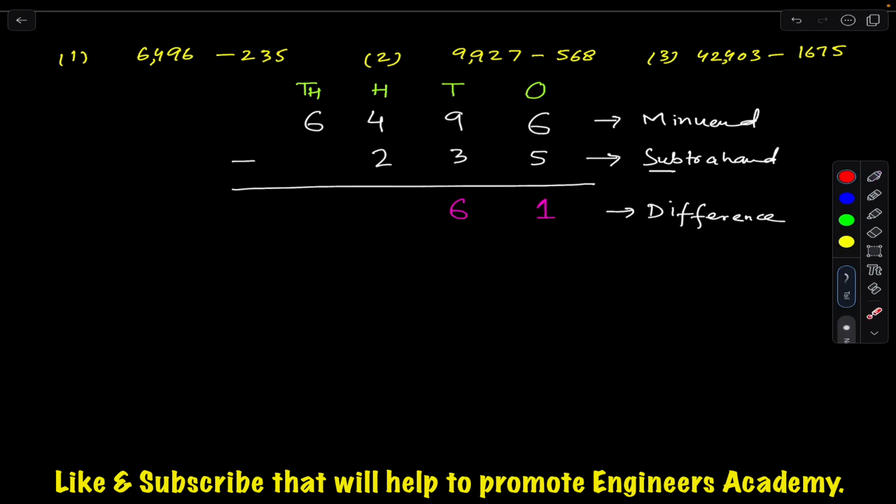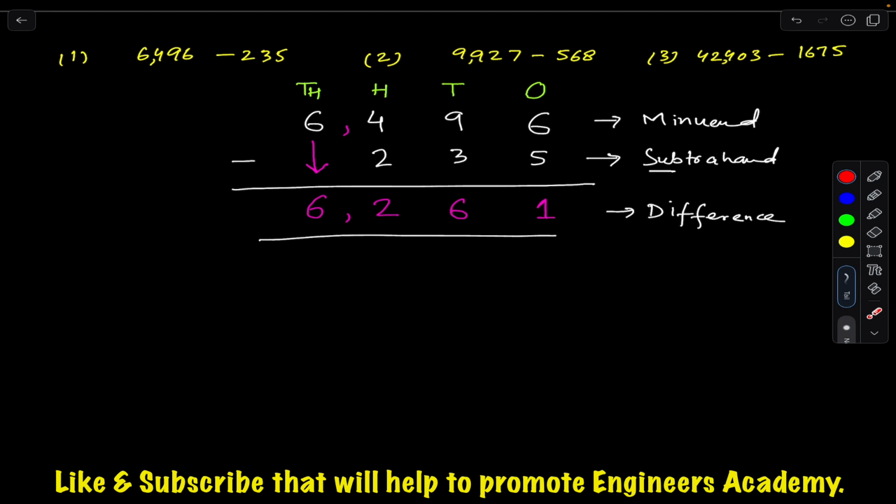Similarly, after this we will compare the hundreds number. We will compare 4 and 2. Now 4 is greater than 2, so 4 minus 2 is 2, and there is nothing below 6, so we will bring this 6 downwards. So this is 6. Now 6496 minus 235, the difference is 6261.